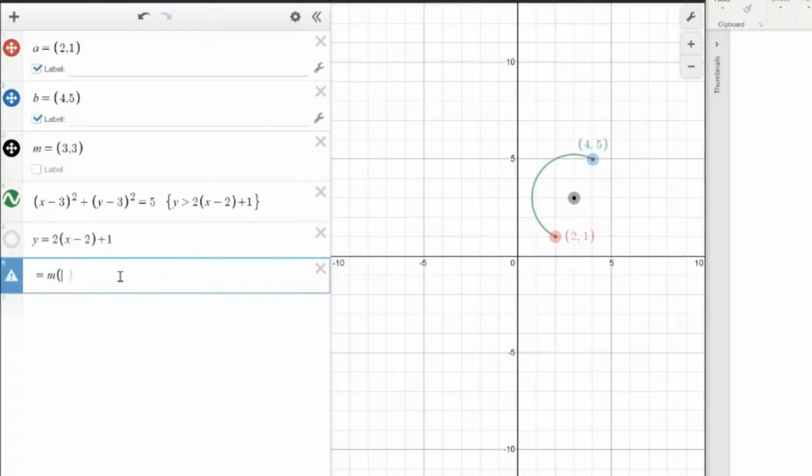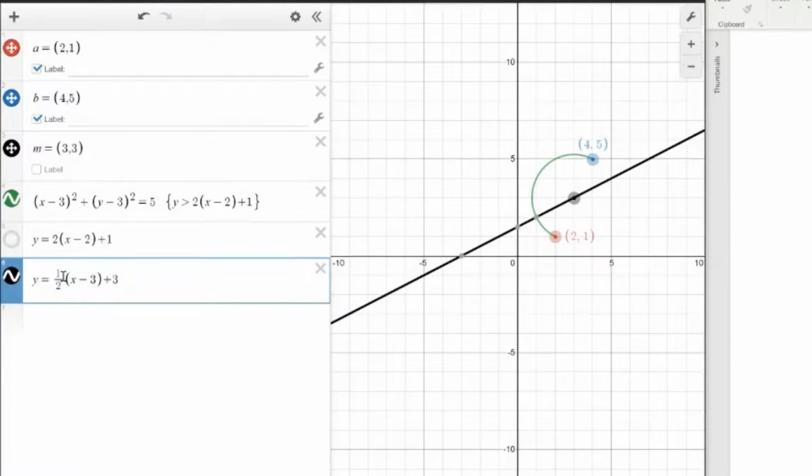Okay, so we want another line, this is finding that perpendicular line. It goes through the midpoint, so through 3, 3. And the gradient is the negative inverse of that, so that it's perpendicular. So you just flip your fraction. So flip our fraction, so it's just negative half.